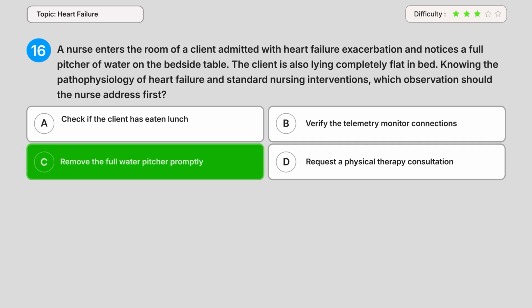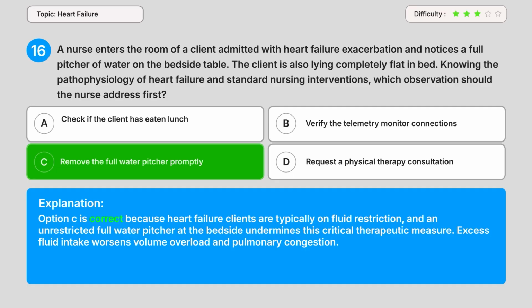Correct answer, C. Remove the full water pitcher promptly. Explanation. Option C is correct because heart failure clients are typically on fluid restriction, and an unrestricted full water pitcher at the bedside undermines this critical therapeutic measure. Excess fluid intake worsens volume overload and pulmonary congestion.